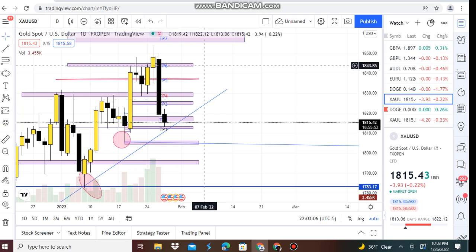All right, gang. So I hope these videos help. It's way easier to show you that on the daily than it is on the 15. All right, as you can see, long black candlesticks forming a downtrend.